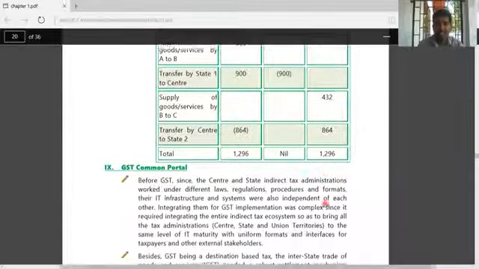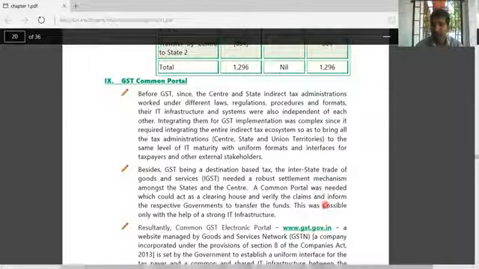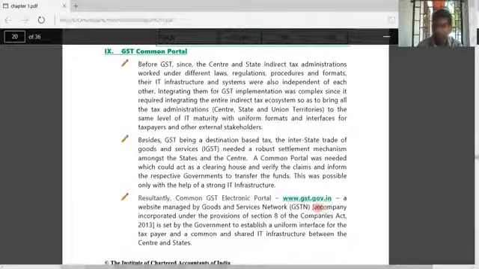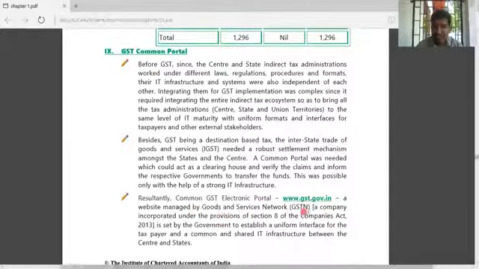Now, the GST Common Portal. What is the Common Portal? We require an interface, a website for filing returns, for taking registration, a platform for clearing all our doubts and compliance procedures. So that is our GST Common Portal. And what is the name of the website? www.gst.gov.in. It is a website managed by GST Network, GSTN, and GSTN is managing this GST portal. And this GST Network is a company incorporated under Section 8 of the Companies Act. So it is a Section 8 company, a non-profit organization.